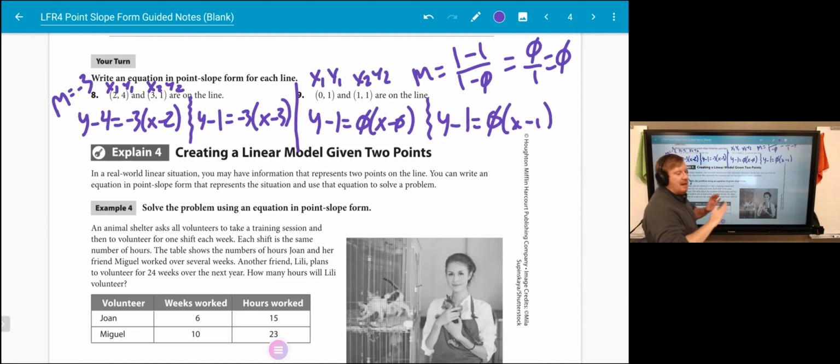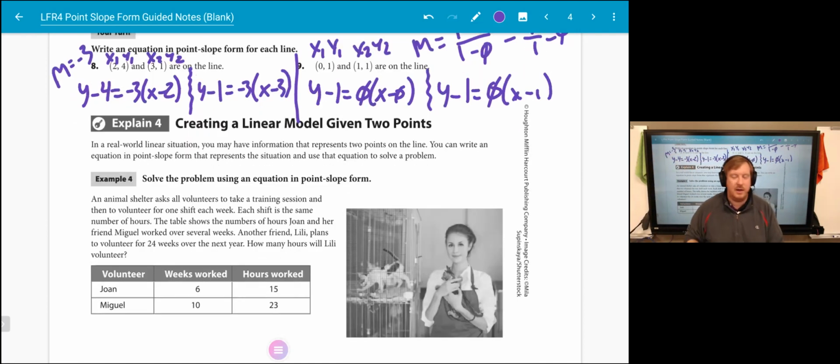Okay, I'm going to stop right there. There'll be a part 2 to this one, creating a linear model. But you guys have enough to get started with. Get it going.